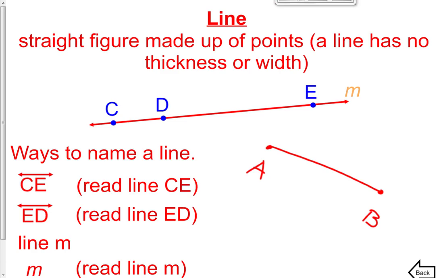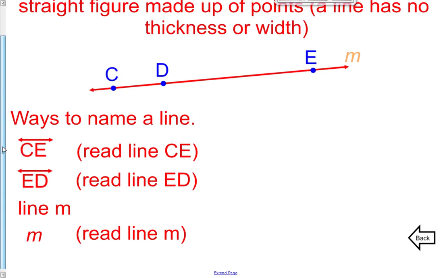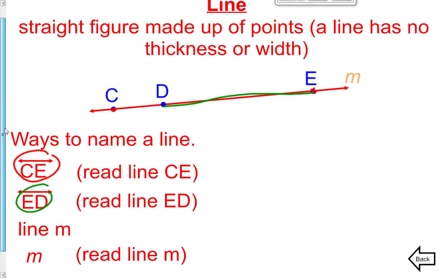So we'll use this example that I have up here on my smartboard. Ways to name a line. We name a line using two letters. We label it CE, so from point C to point E, or really any two points that are on the line. We could also label it line ED, from here to there. Remember, a line goes infinitely in both directions, so it never comes to an end this way, it never comes to an end this way, it keeps on going forever and ever and ever. That's what a line is.